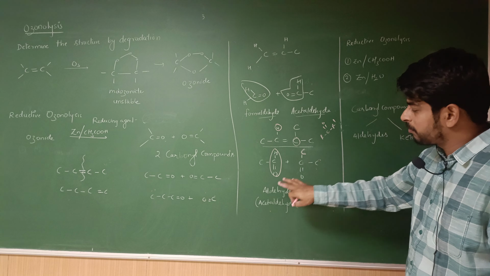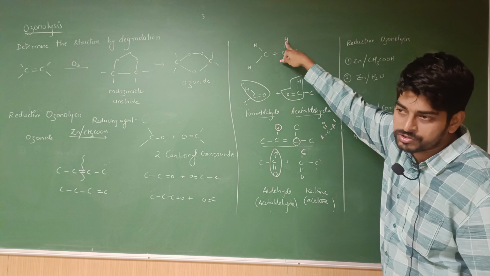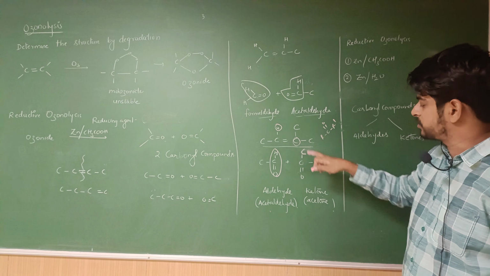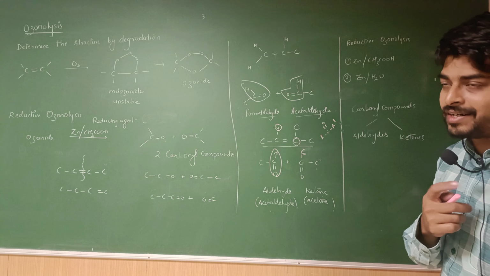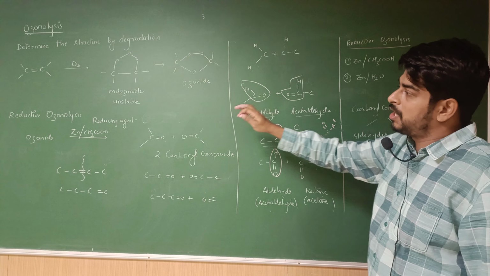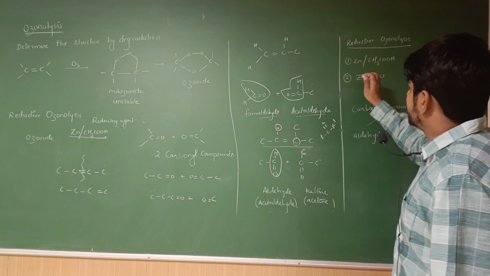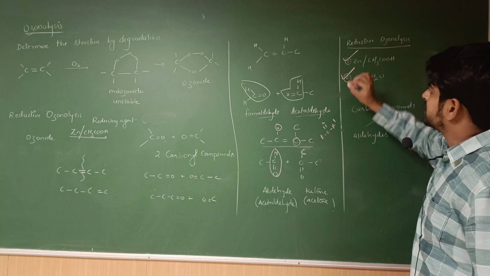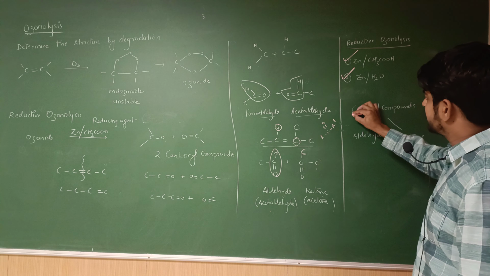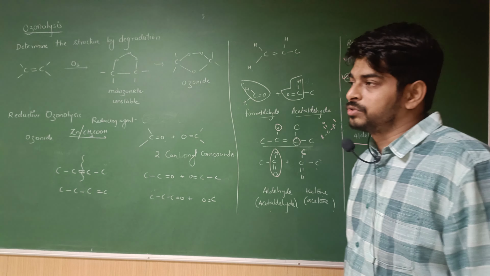Whether an aldehyde or a ketone will be formed depends on how many hydrogens are present. If the double bonded carbon has a hydrogen, it will give an aldehyde molecule. If the double bonded carbon atom has no hydrogen but only carbons, that will give a ketone molecule. So this clarity is needed. Next comes the reagents of reductive ozonolysis. I already mentioned, to do reductive ozonolysis, a reducing agent is added to ozone. The reducing agent can be zinc in acetic acid or zinc in water. So the summary is that reductive ozonolysis will give carbonyl compounds. The carbonyl compounds can be aldehydes or ketones. So that is the summary.